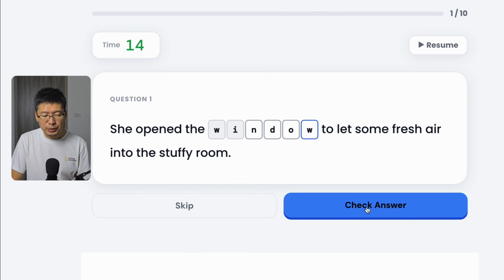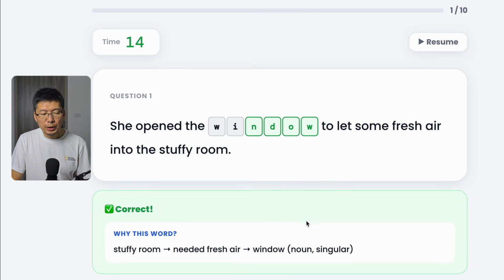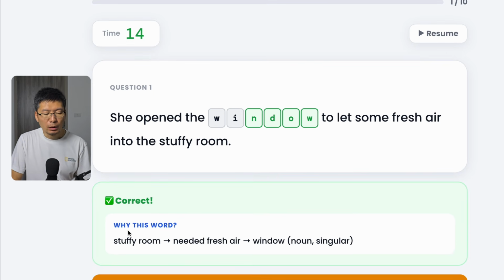Okay, let's check the answer. So here we can see some prompt, the strategy. So why is it this word? The stuffy room and it needed some fresh air, so it's about the window. And also, we should notice the grammar. It's a noun, and it's singular. Okay, so next one.